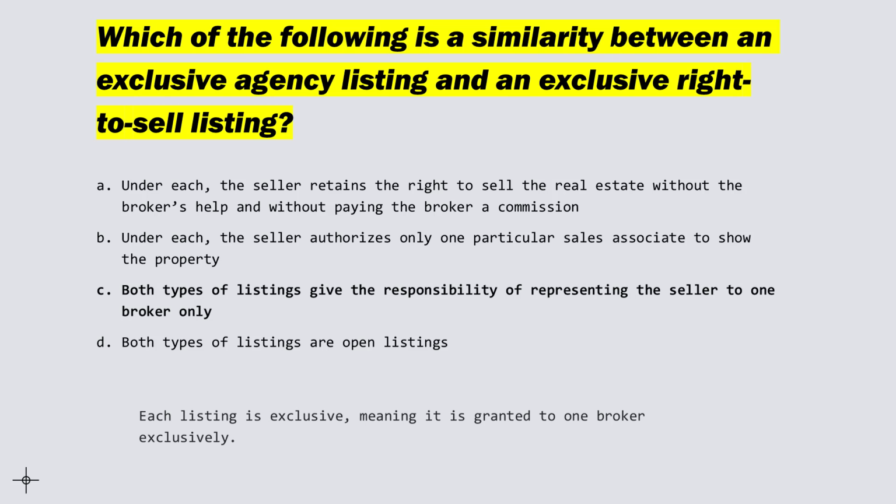Our answer is C. Both types of listings give the responsibility of representing the seller to one broker only. That's the exclusive part. Each listing is exclusive, meaning it is granted to one broker exclusively.